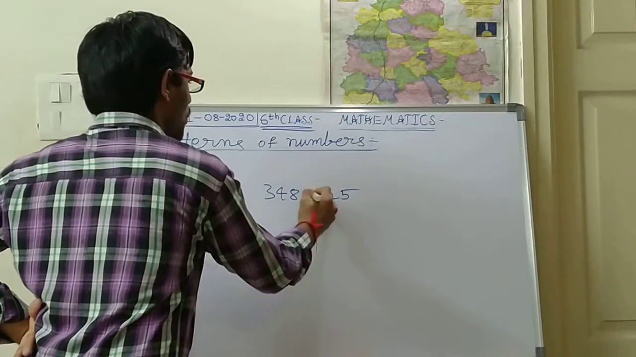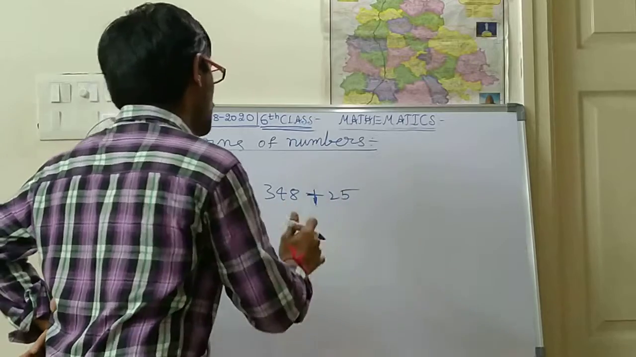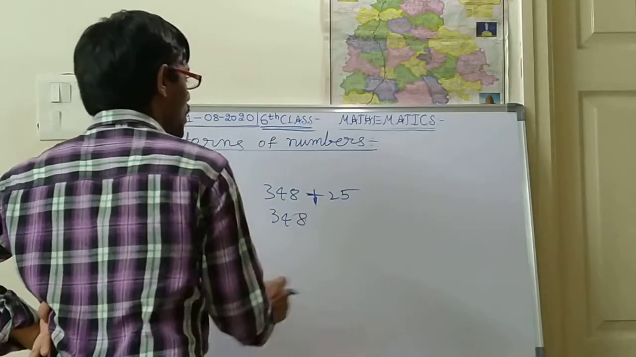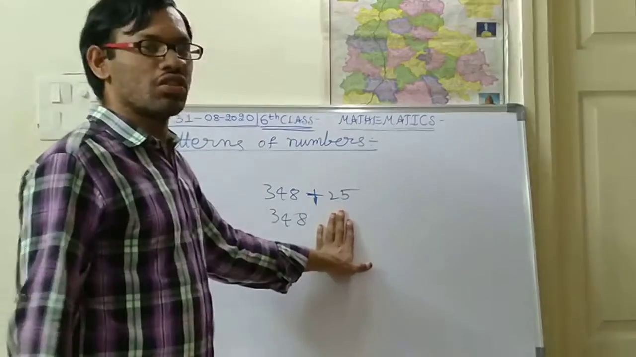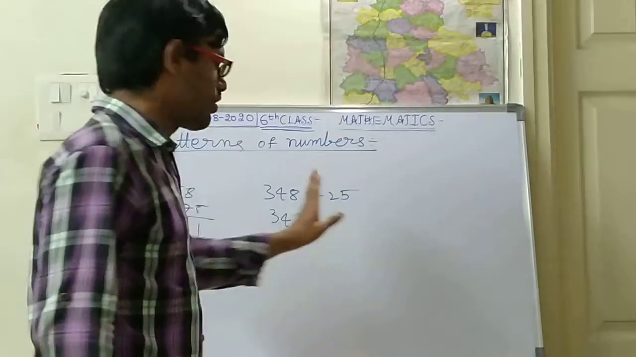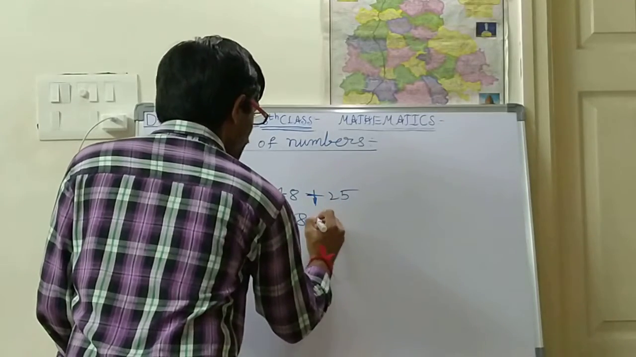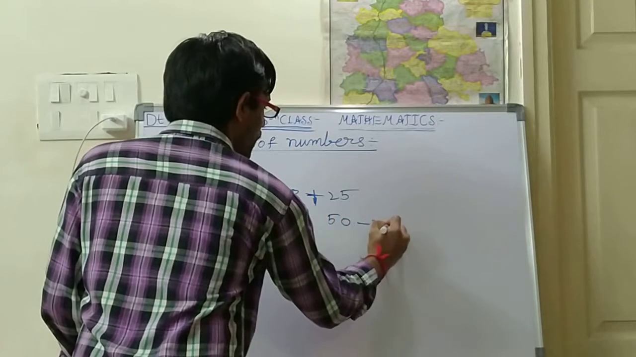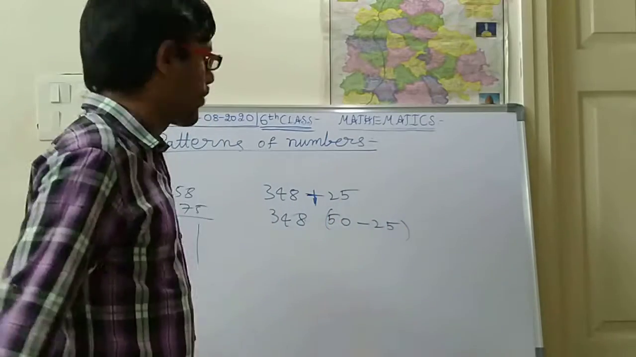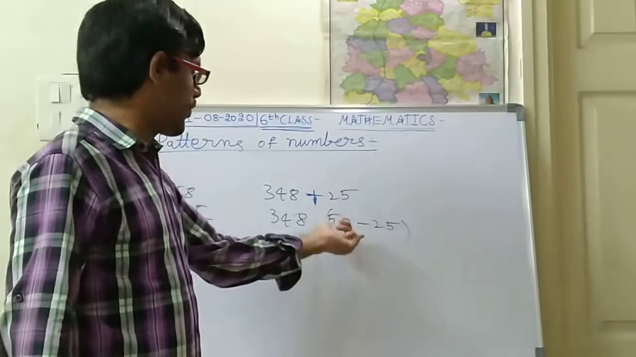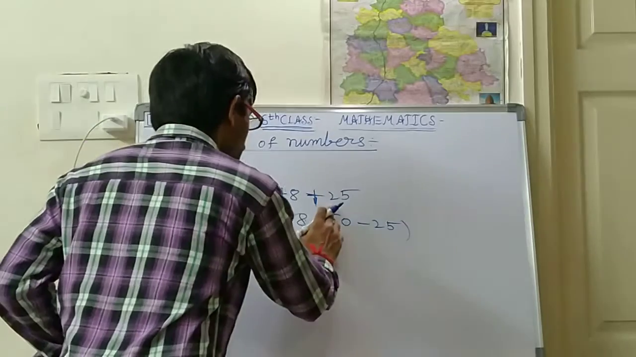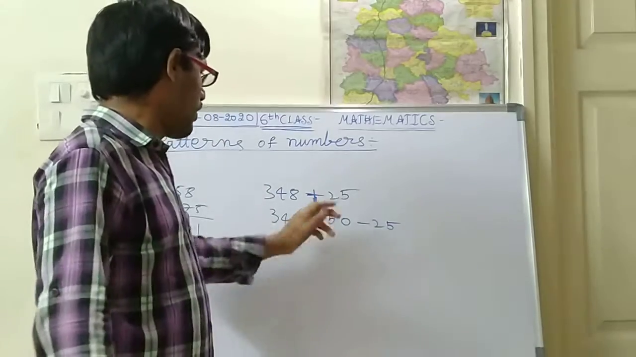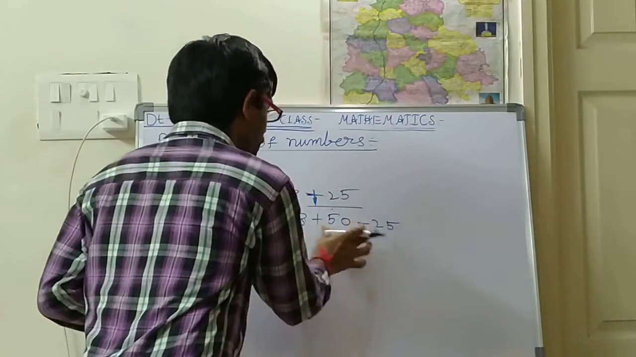So 348 plus 25. So what will be the result? Directly, first 348 as usual you will be writing. 25 you won't write directly like this. 25 you will be keeping as 50 minus 25. Is there any problem if I keep like this? 50 minus 25 is 25. So that means here 348 plus 50 minus 25, I have extended plus 25 like this.